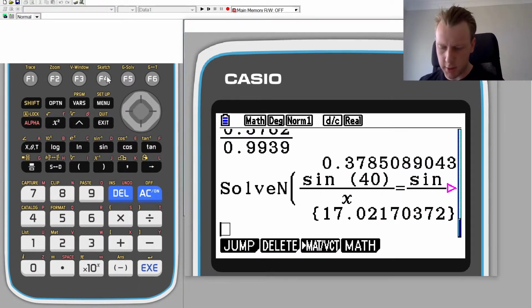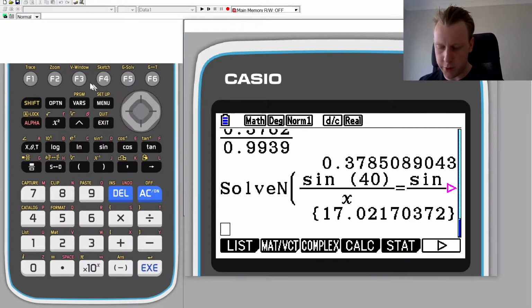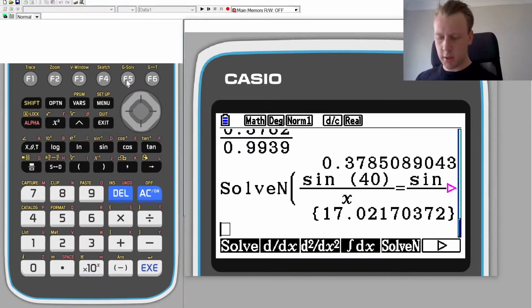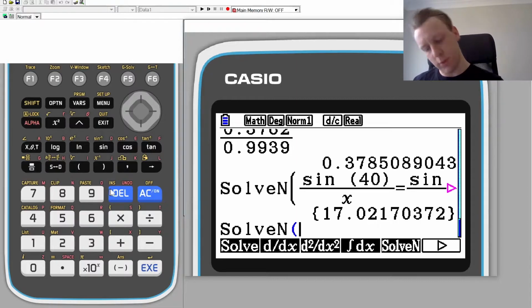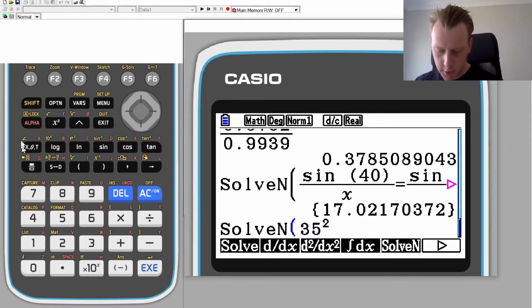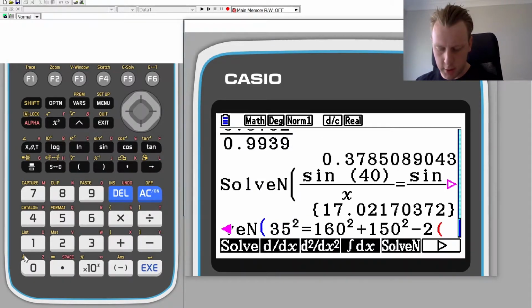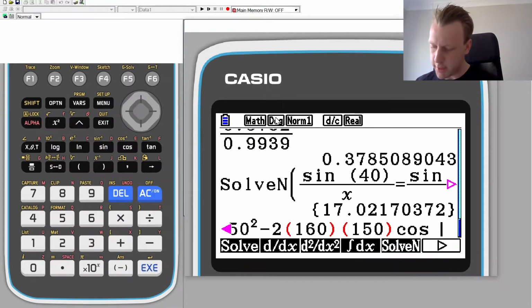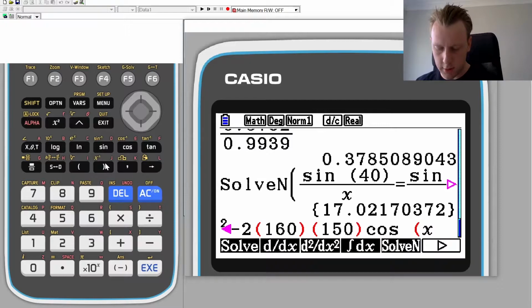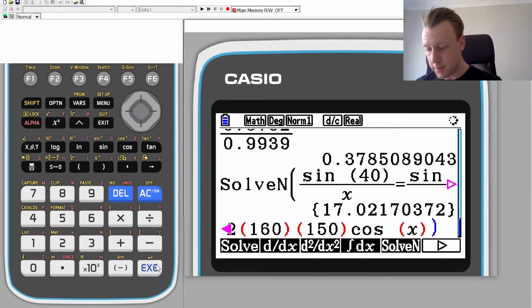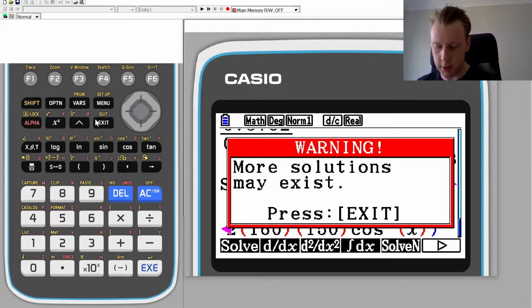So go to run matrix, options, calc, solve N. And we had 35 squared equals 160 squared plus 150 squared, subtract 2 outside of 160, outside of 150, cos, double check I am in degrees, very good, of x equals. Wait for it to do its thing.